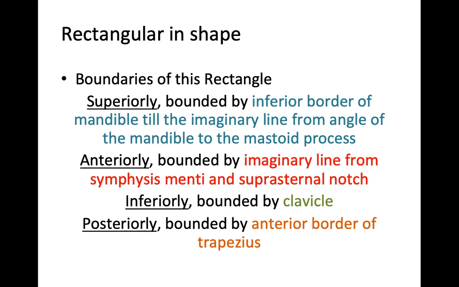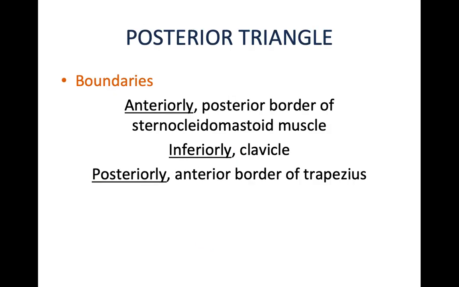What other thing you need to know about this rectangle is that this rectangle is divided into two triangles by the muscle sternocleidomastoid. The two triangles that the sternocleidomastoid muscle is dividing them into are the anterior triangle and the posterior triangle. So the posterior triangle, the boundaries are: anteriorly you have the posterior border of the sternocleidomastoid muscle. Then inferiorly you have the clavicle, and posteriorly you have the anterior border of trapezius.